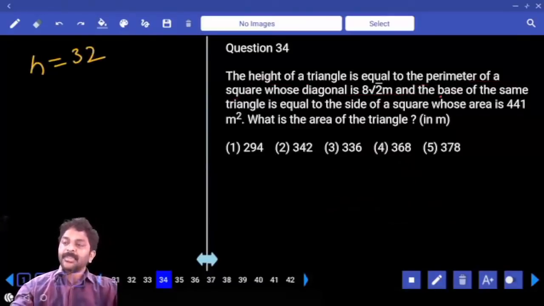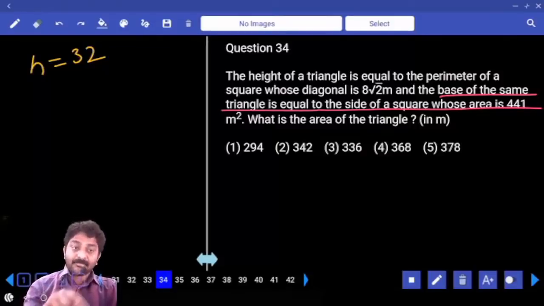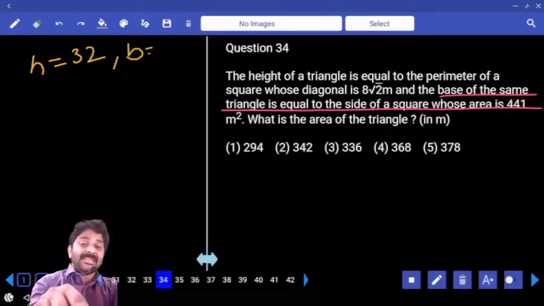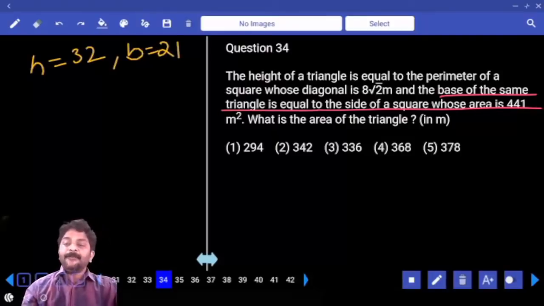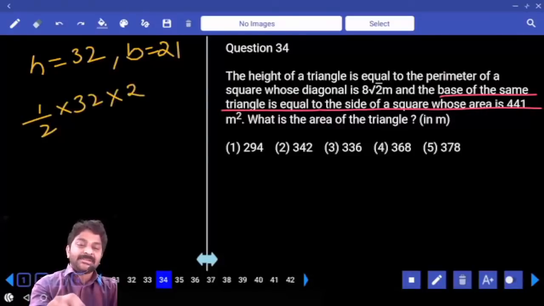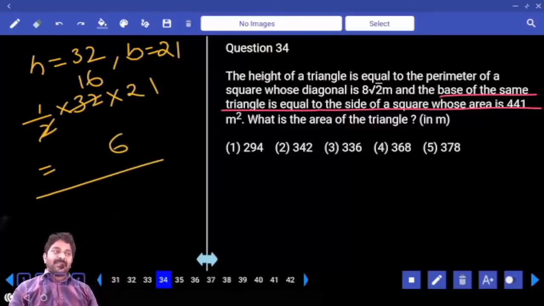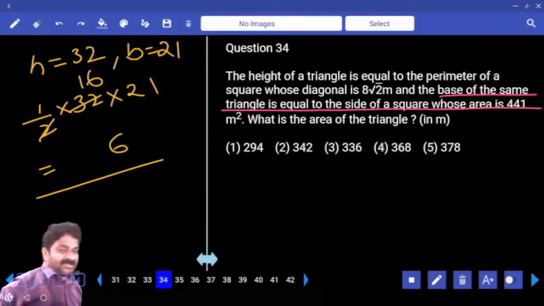Next. Base of the same triangle is equal to the side of the square, whose area is 441. 441 is which number square? Then base of the triangle is 21 only. What is the area of the triangle? Triangle area, half base into height. 16 times 21. Answer must end with 6. There is only one.